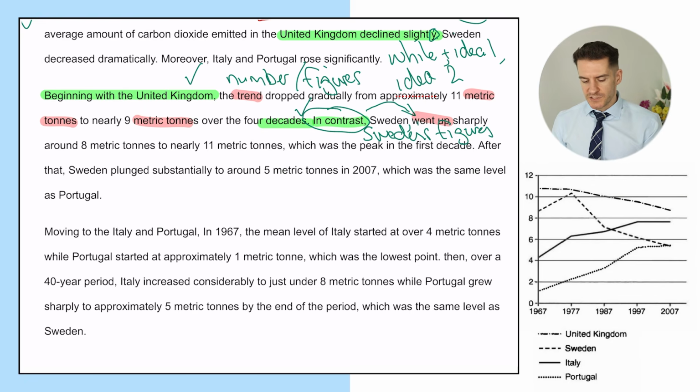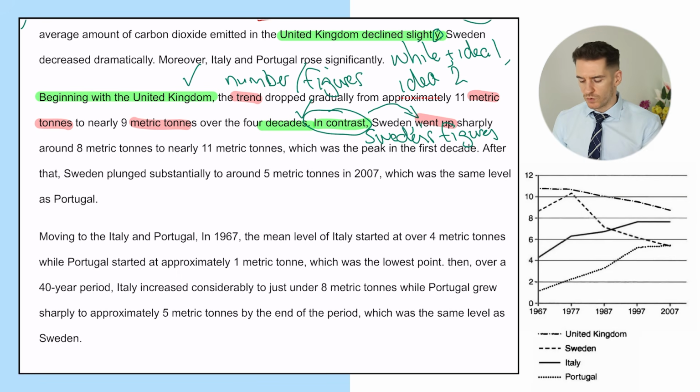went up. Now, just going back to that word or that phrase, went up, there are so many better words or phrases we could use instead of went up. We could say rose, we could say increased, we could say climbed. Okay, there are many different better words we could use there. Okay, let's continue. So went up sharply, around 8 metric tons. So I think the writer is missing the word from. I'm not sure. From around 8 metric tons to nearly 11 metric tons.